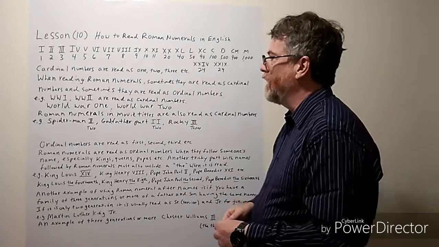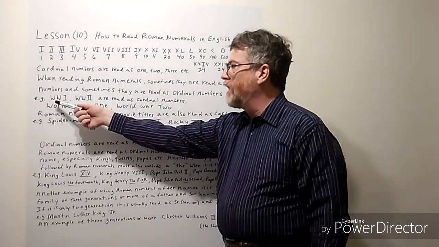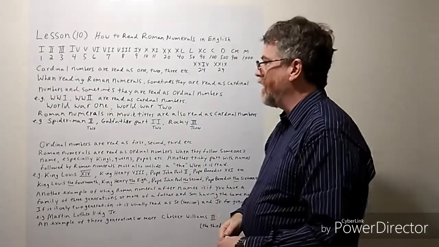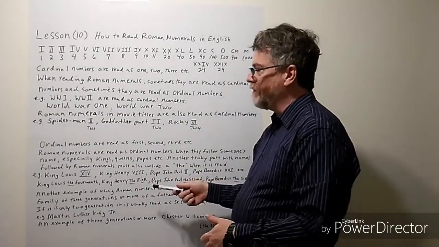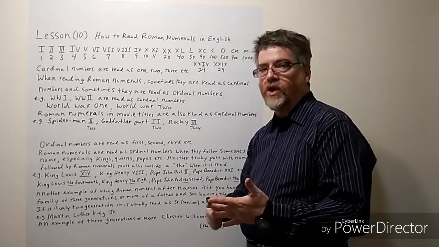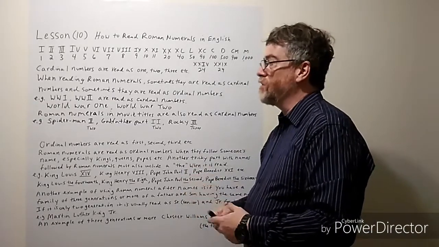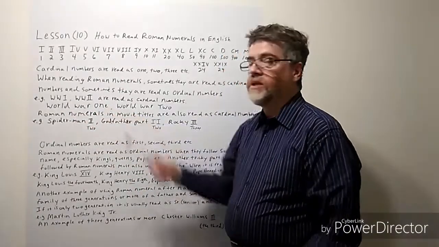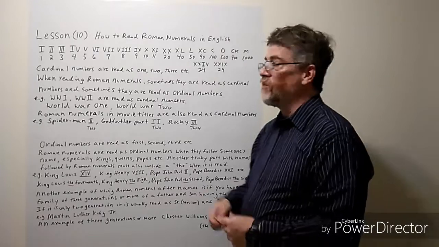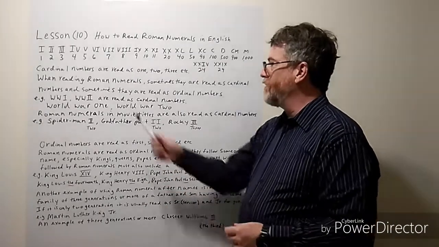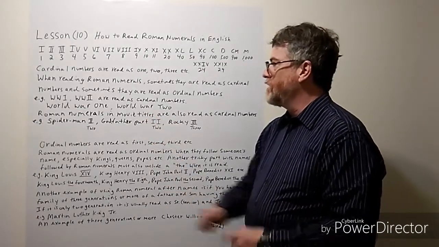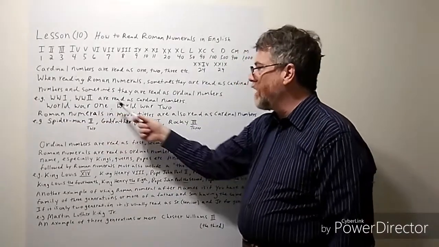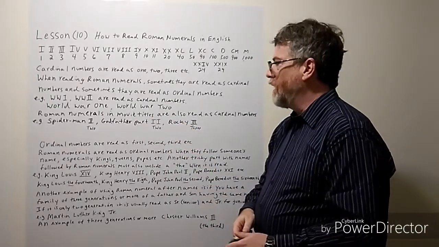Alright, so this is an example of when they are read as cardinal numbers. So we say World War I. Just to quickly review, ordinal numbers are like first, second, third. So that's what we mean by ordinal numbers. So we don't read this as World War First, we read it as World War I. And of course World War II, and hopefully we will never have World War III. So they are read as cardinal numbers. So again, right here, I wrote it out how you would read it. You read it as World War I, World War II.